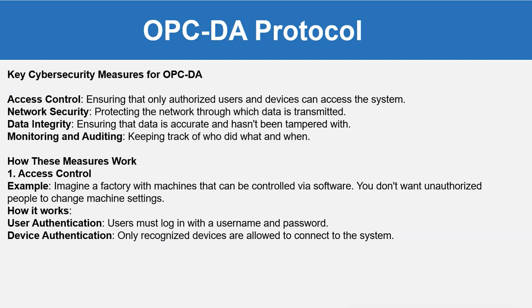First, we talk about access control. Imagine a factory with machines that can be controlled via software. You don't want unauthorized people to change the machine settings. So how it works actually, we use user authentication, which means users must log in with a username and password. Only recognized devices are allowed to connect to the system. Unauthorized devices will not be connected to the system.